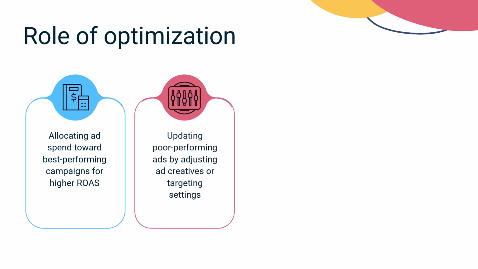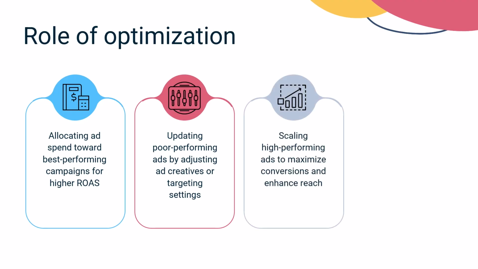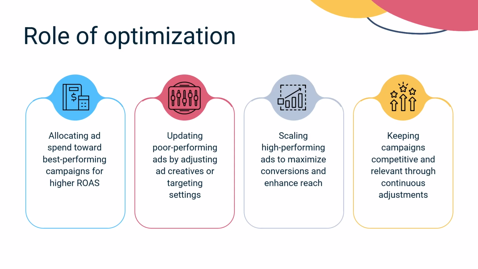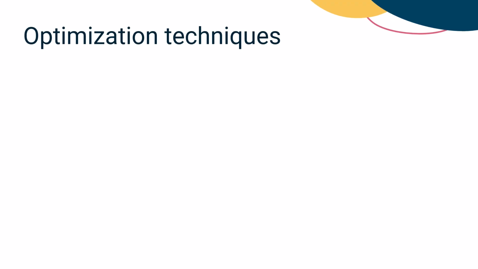Poor performing ads are removed or revised by adjusting ad copy, visuals, or targeting settings. High-performing ads are scaled to maximize conversions with budget increases that can enhance their reach and effectiveness. Campaigns remain competitive through continuous adjustments to help keep campaigns relevant and high-performing. Optimization involves several aspects of a campaign, from audience targeting to device settings and search term refinements. Let's break down the most effective optimization techniques.